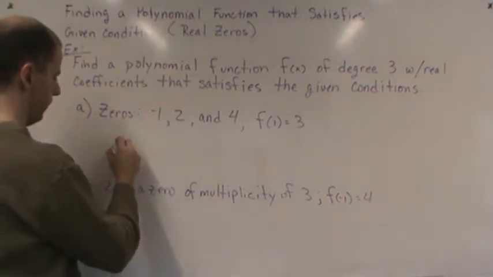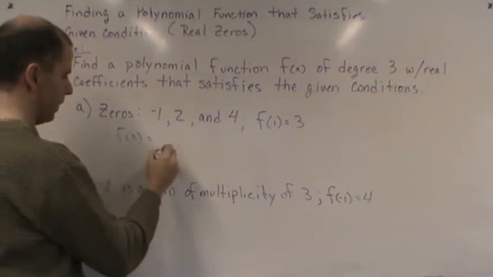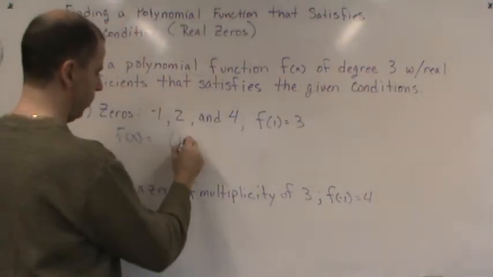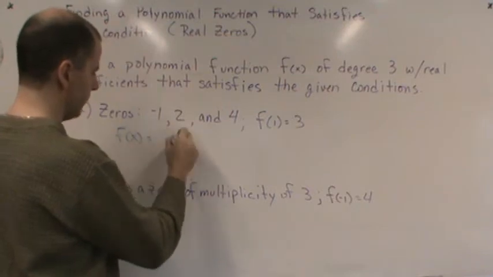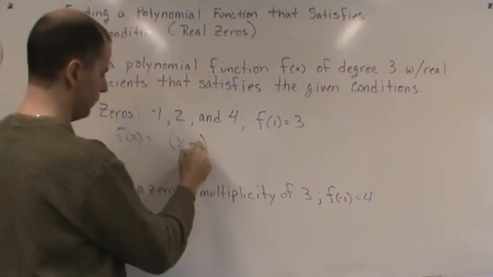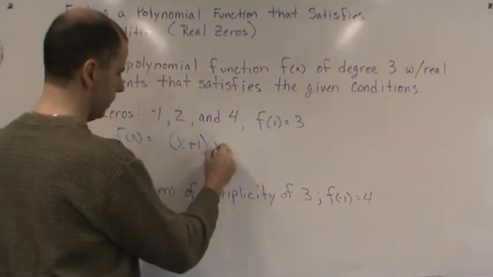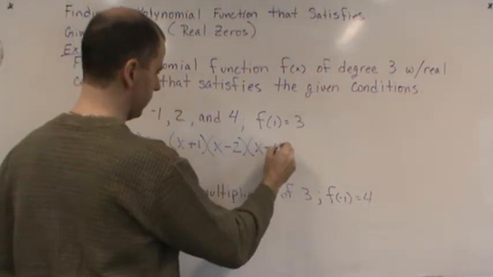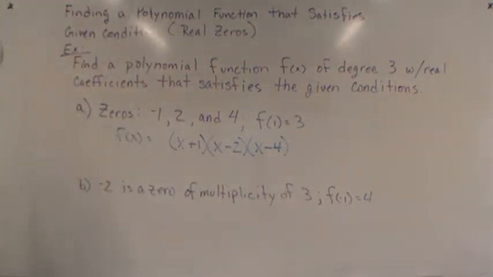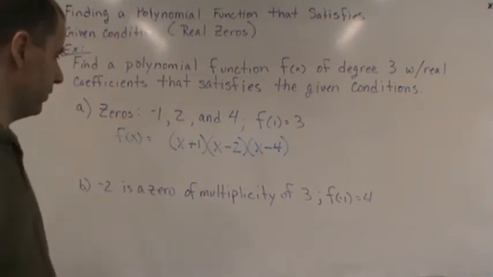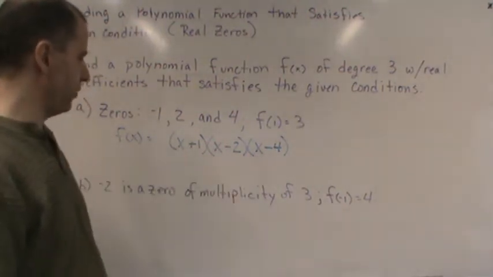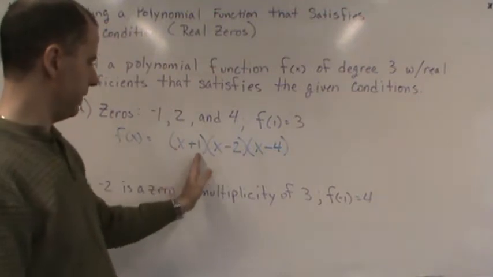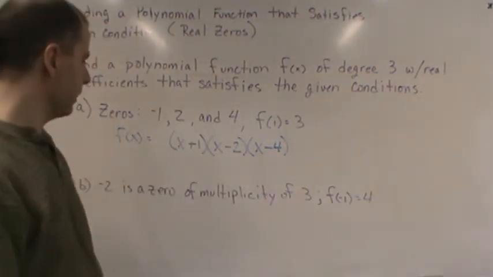So f of x must equal the factors x minus -1, or x plus 1, x minus 2, and x minus 4. And that is immediately given to us because of the zeros. They gave us the zeros, so by the factor theorem, if these are zeros, then these must be the linear factors.